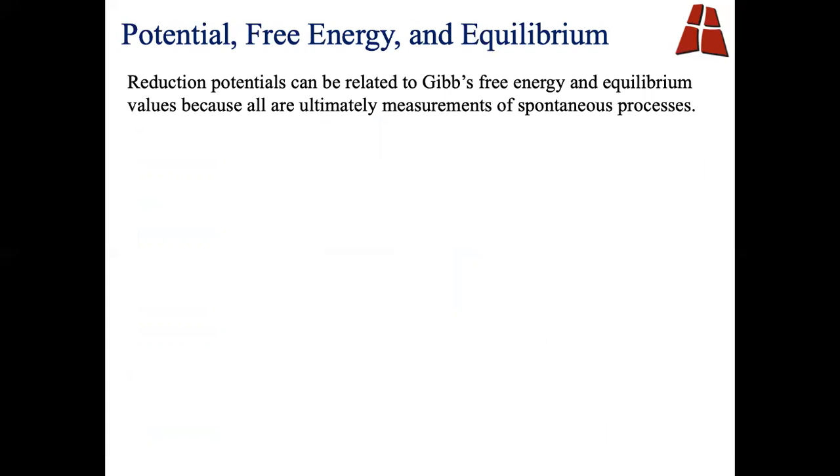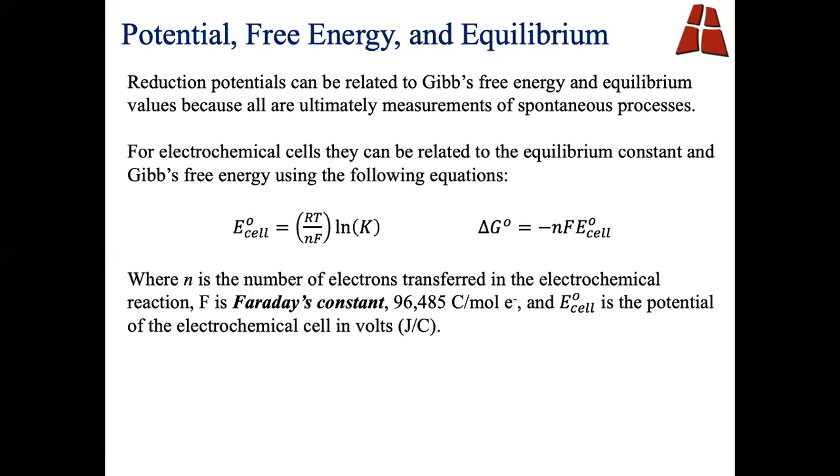All right, so time to tie together what we've been talking about the last couple of chapters. Our reduction potentials can actually be related to Gibbs free energy and equilibrium values, or Ks, because ultimately all of them are measuring the spontaneity of some sort of process. For electrochemical cells, we can use this equation here where E standard for the cell is equal to R times T over N, N being the number of electrons transferred, and F being Faraday's constant, shown here, times the natural log of K. That would be how we relate our equilibrium constant and our reduction cell potential.